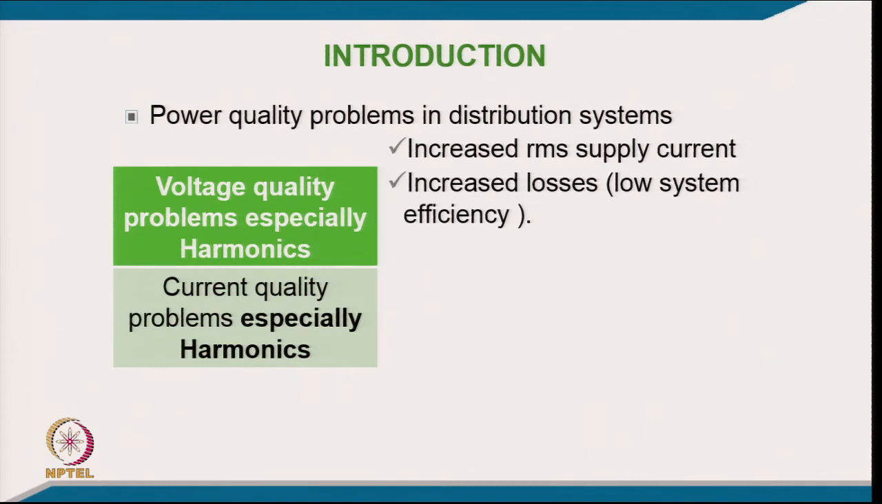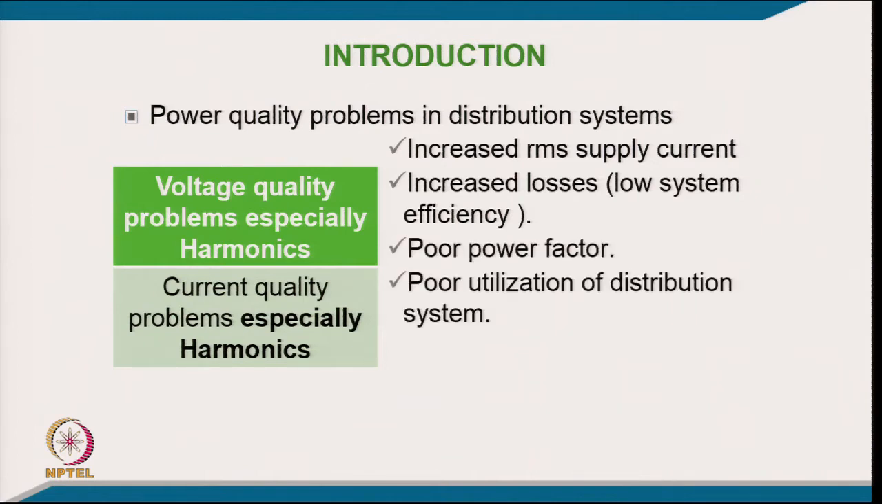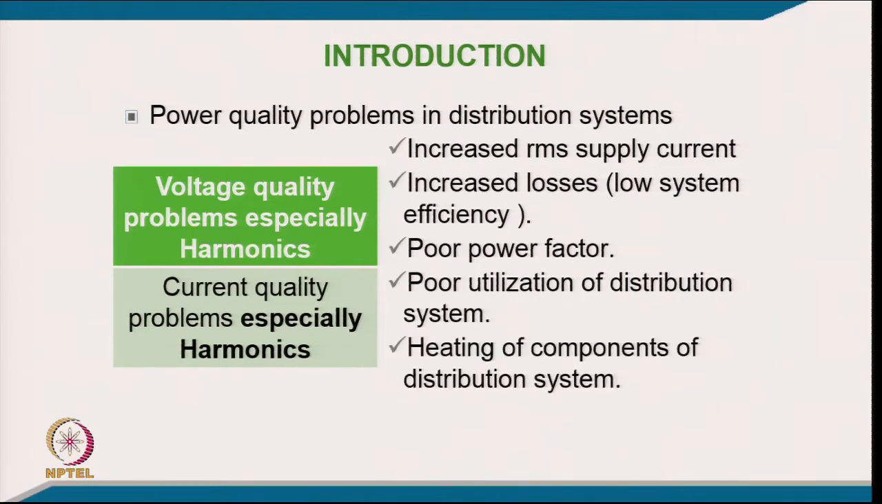So, what does this power quality problem cause? The increased RMS supply current causes increased losses and low system efficiency, then a poor power factor, then poor utilization of the distribution system, then heating of components of the distribution system, and then derating of the distribution system.